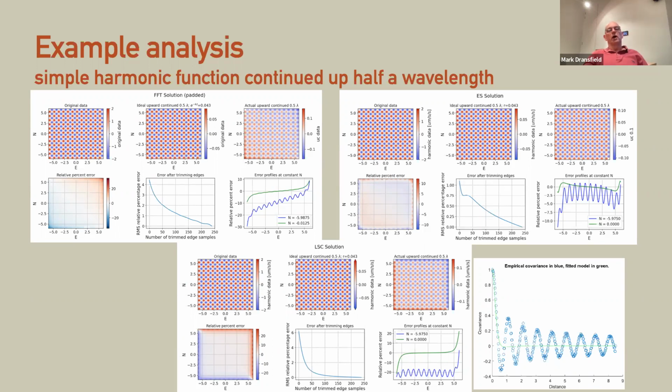The relative percent error over the whole grid as a function of trimming off the edges. So you can see the error is greatest at the edges. So let's throw away one row of cells around the edge. That reduces the error. As we keep trimming off the edges, the error reduces. So it's kind of looking at the question, how pervasive is the edge effect when we use this algorithm? And you can see for the FFT, the error improves, but it improves relatively slowly.